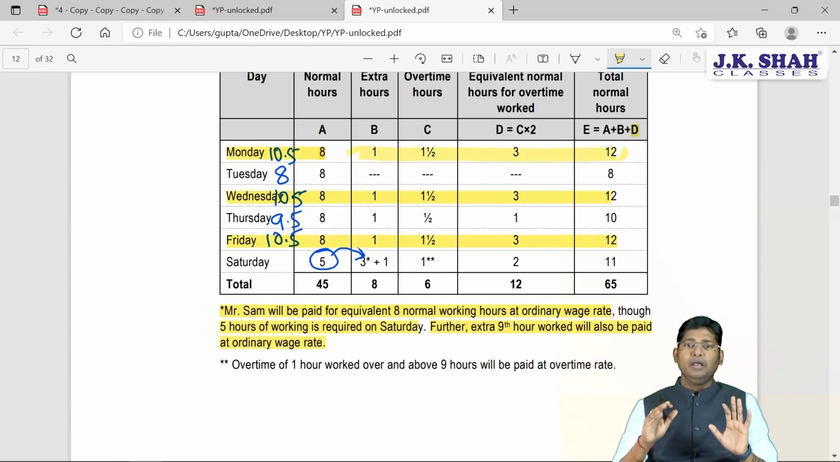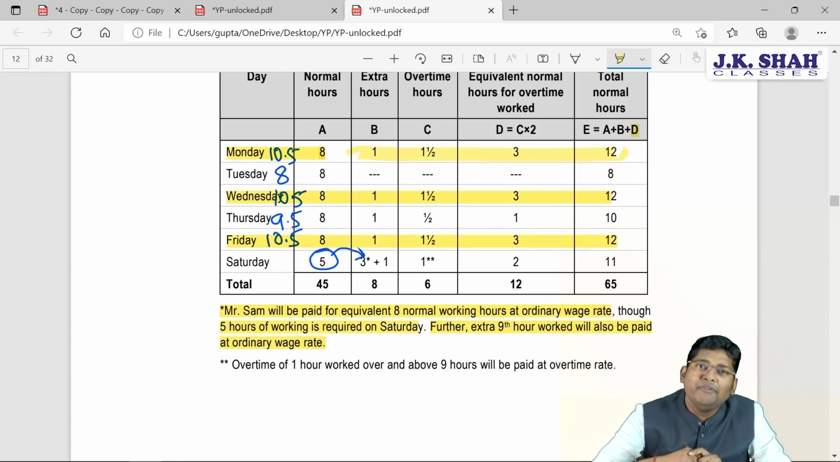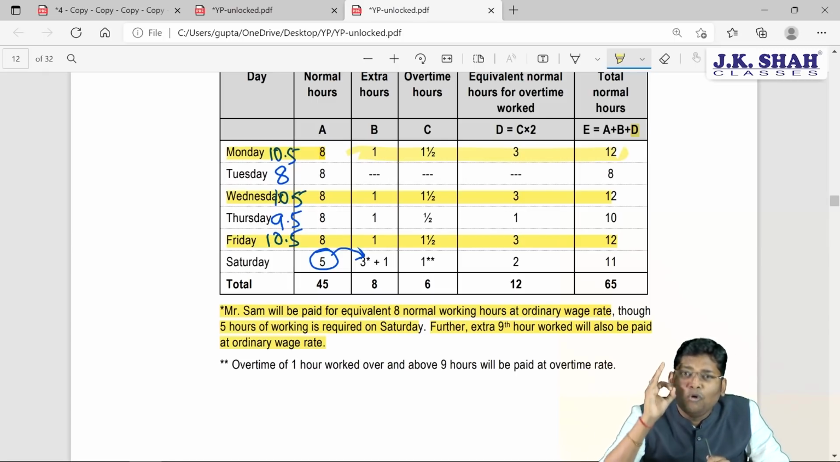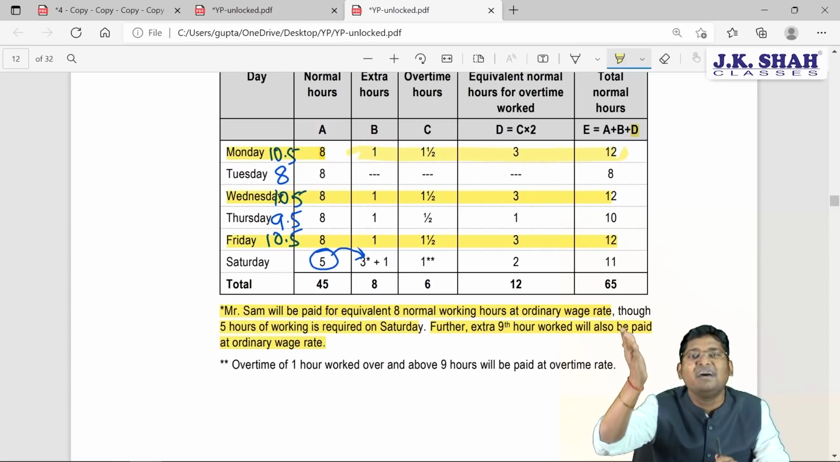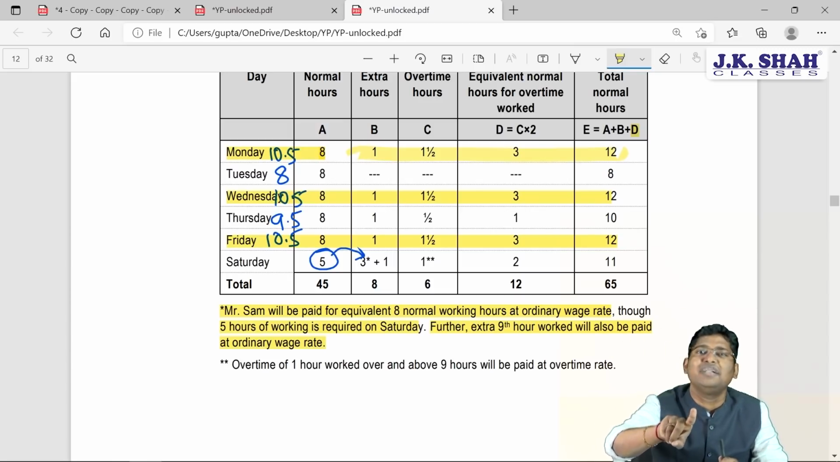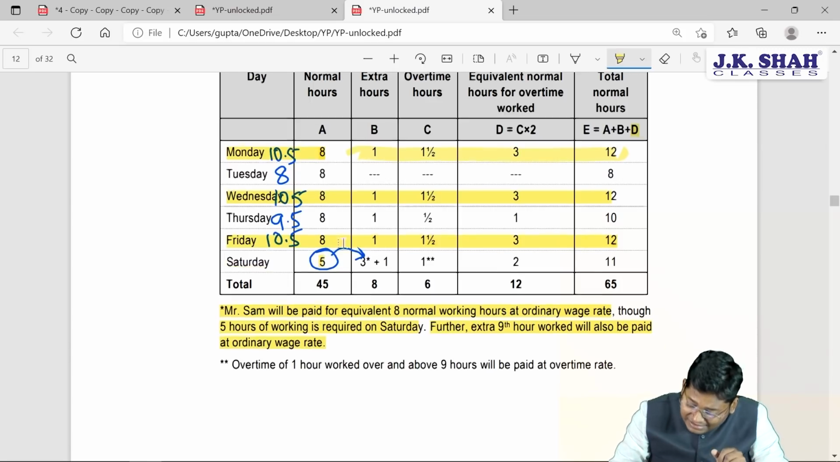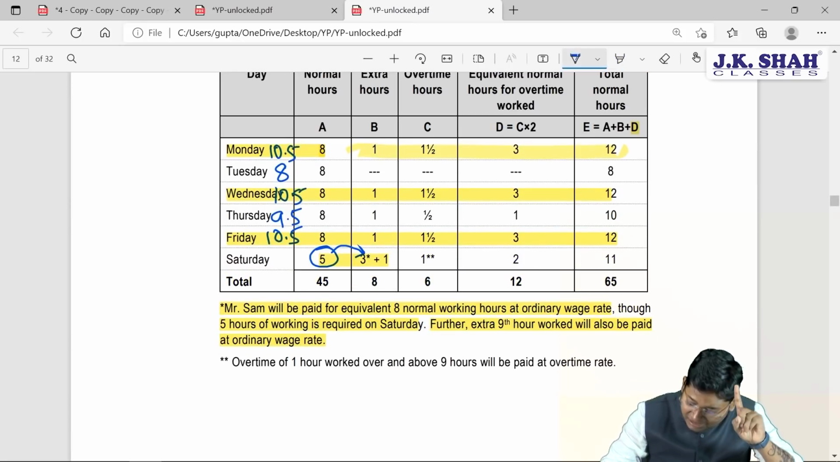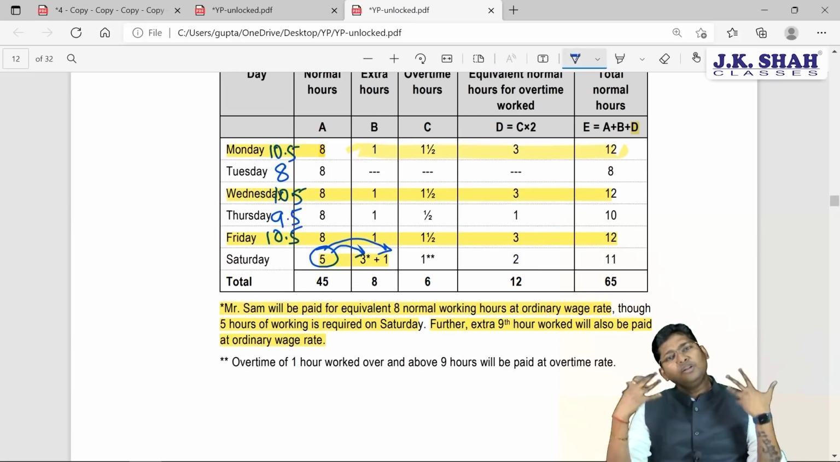Correct, no? When we are going to make payment at double wage rate is applicable only and only when your worker is working beyond 9 hours. On Saturday he has worked for 5 hours, so normally you are going to pay 5 hours. In addition to that, for extra 3 hours you are going to pay again according to the normal rate, and for 9th hour also, you are going to pay the normal wage rate.